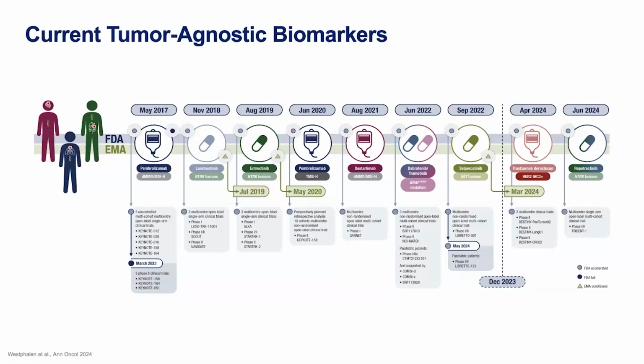In 2020, pembrolizumab was again FDA approved in a second tumor agnostic approval for patients with high tumor mutational burden. And that's really a similar concept to the mismatch repair deficiency back in 2017, but a little bit different.